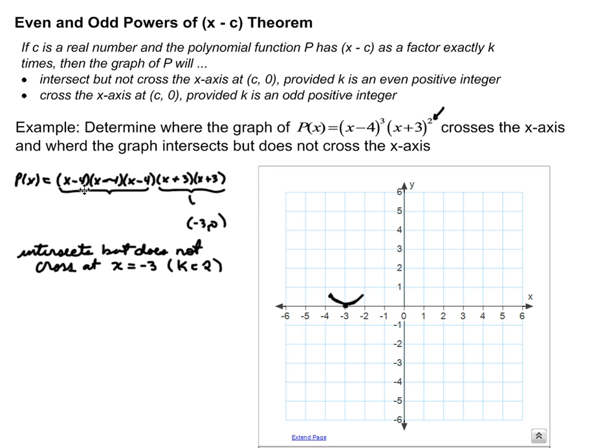Now, on the other hand, we have the graph intersecting the x-axis at x equals 4. So, at the point 4, 0, this graph will cross the x-axis but might not actually intersect it. So what's going to happen right here is that we could have this graph be the kind of graph that crosses through the x-axis, right, and intersects the x-axis at the same time.